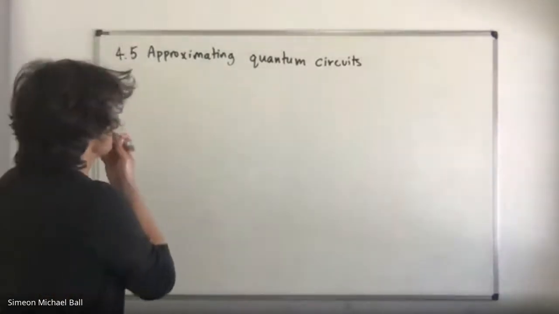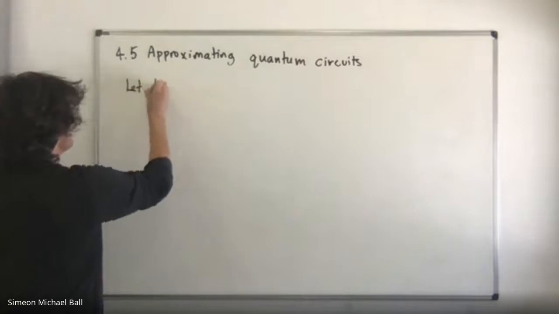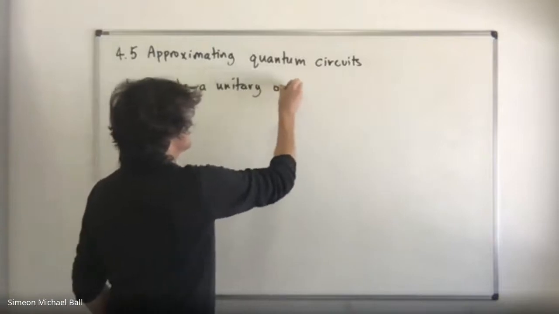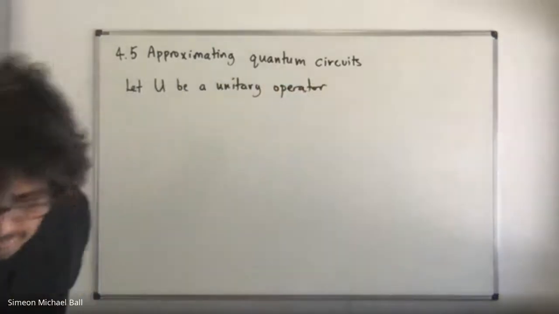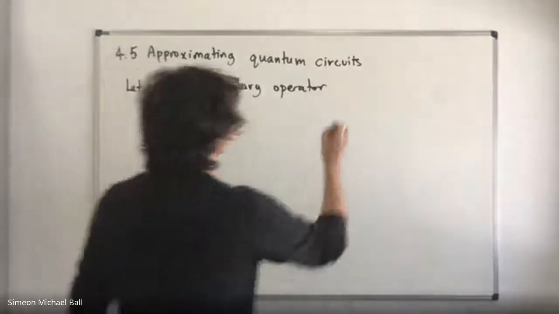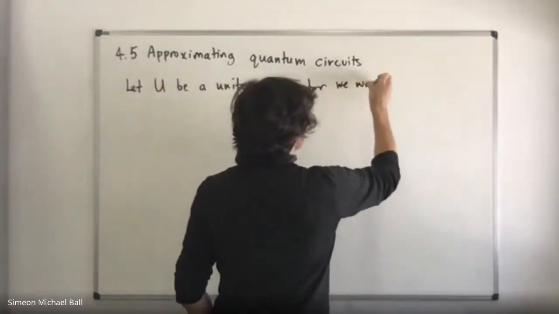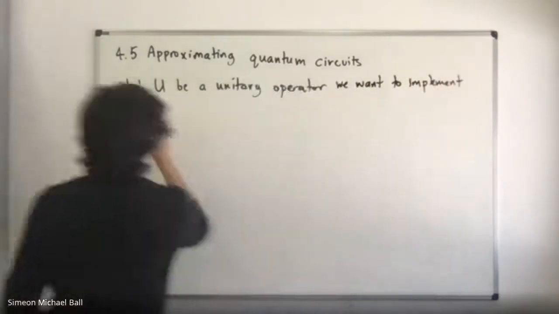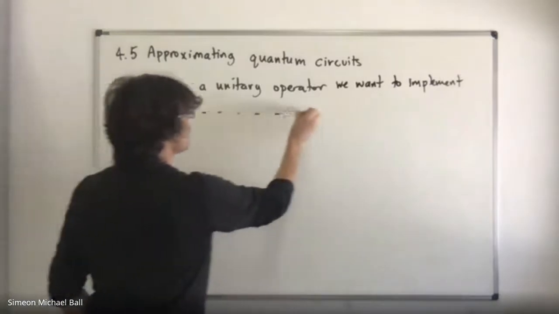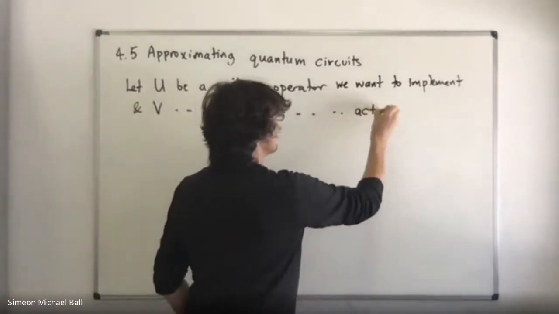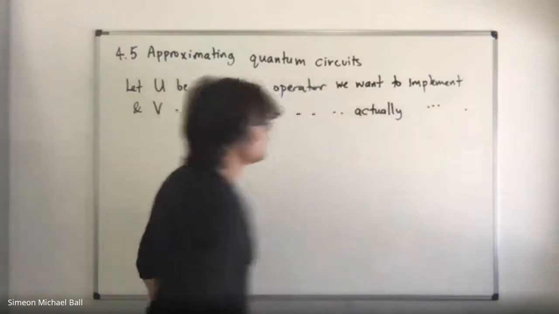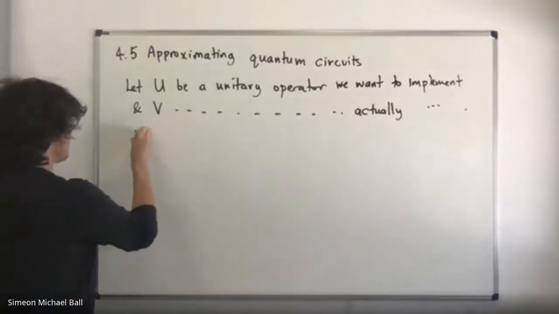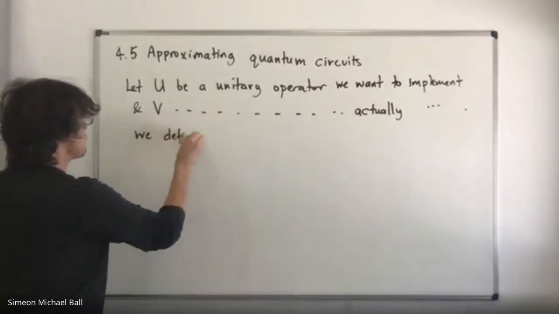So what we want to do is to approximate quantum circuits. So let U be a unitary operator, and we want to implement it, and let V be the unitary operator we actually implement. So let's define the error. How should we define the error between these two operators?